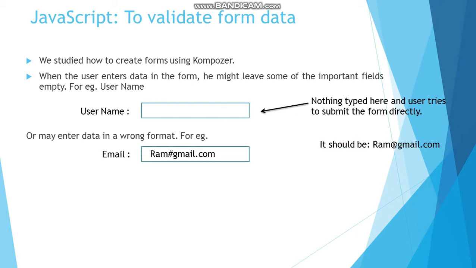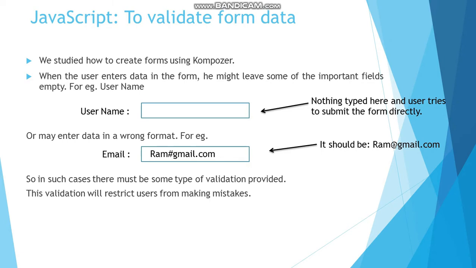For example, email. Suppose if you want to write an email, then the @ sign must be there inside it. So the correct way to write an email address is ram@gmail.com. Instead of that, by mistake it is written ramgmail.com. So this is the wrong format. So when such types of mistakes occur, then what to do? In such cases, there must be some type of validation provided.